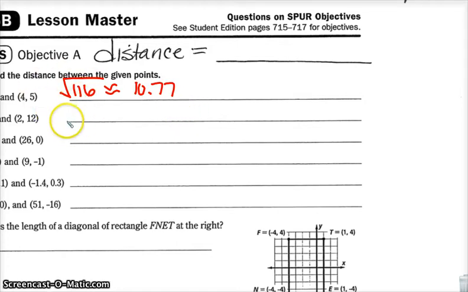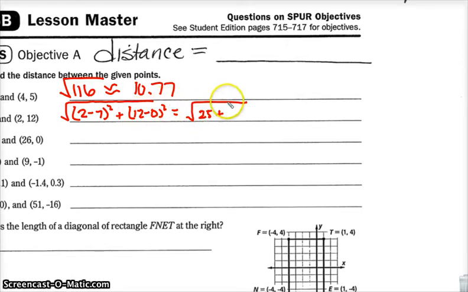And for question number 2, I'll show some work for you here. This should be x2 minus x1, so 2 minus 7 squared, plus 12 minus 0 squared. That's equal to negative 5 squared, which is 25, plus 12 squared, which is 144. Together, that's the square root of 169, which is equal to 13.